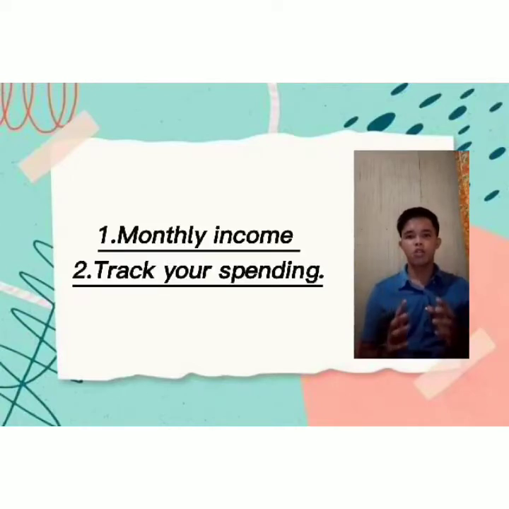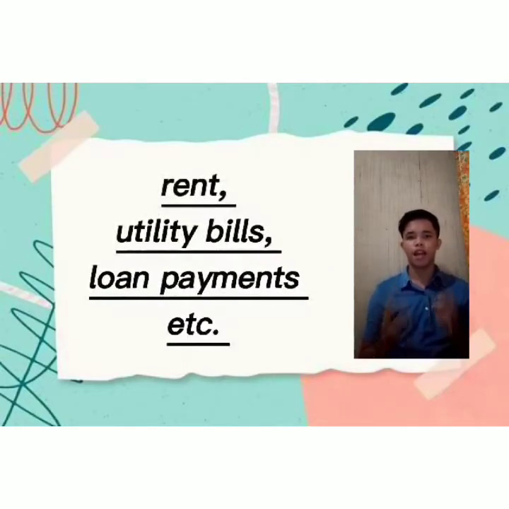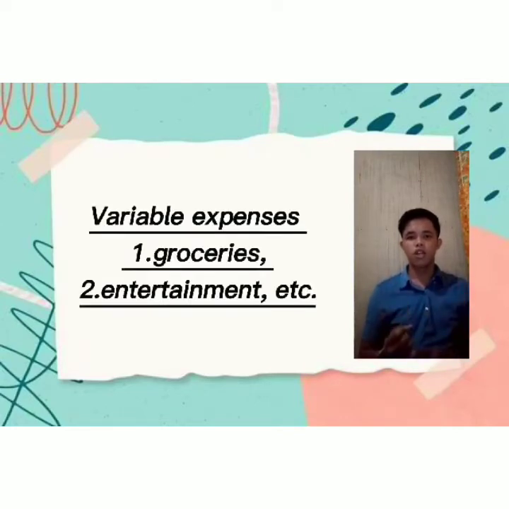In order to make a budget plan, you first need to note your monthly income and second, track your spending. You need to include your fixed expenses like rent, utility bills, loan payments, and etc. And then include variable expenses like groceries, entertainment, and etc.